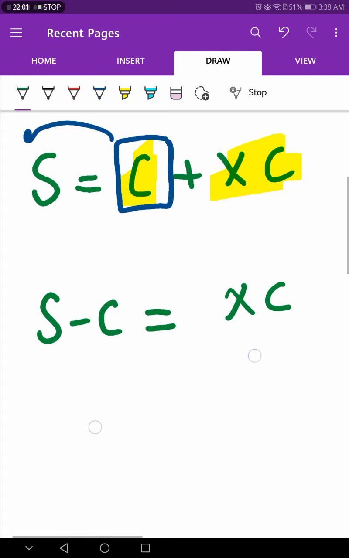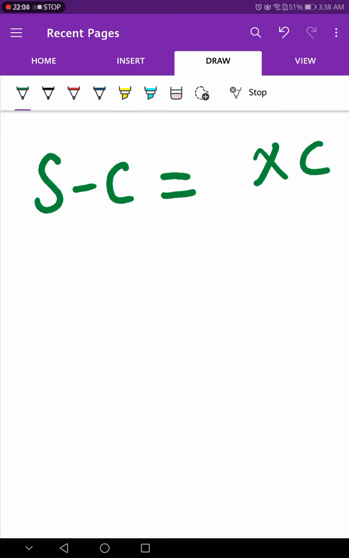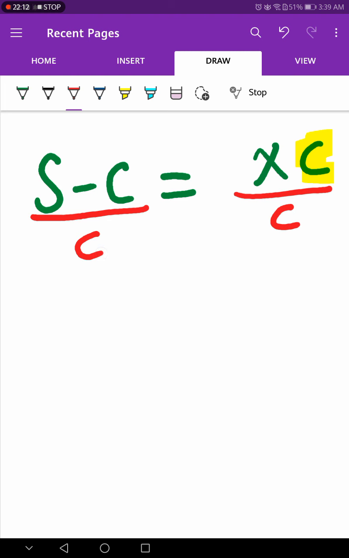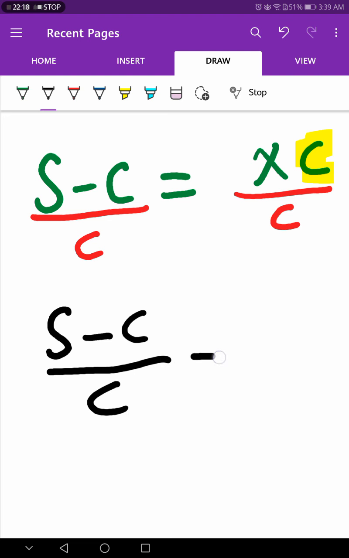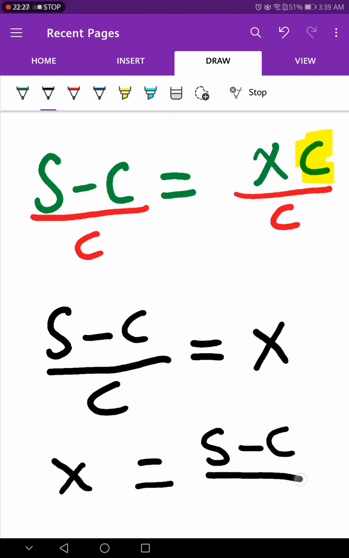And I have to eliminate the C, which is the coefficient of X here. So divide by C on both sides. So it is S minus C over C equals X, or you can switch it: X equals S minus C over C.